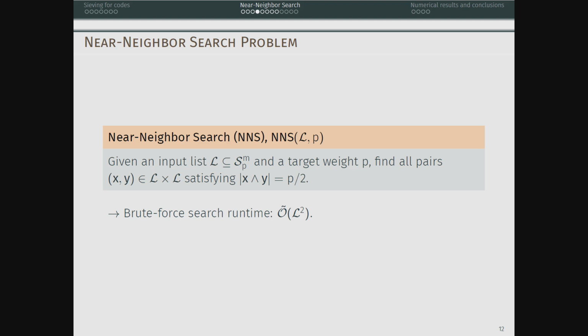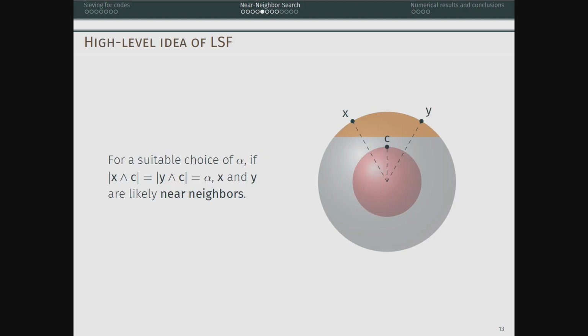And what we know about this problem is that brute force search would run in time that is the square of the list size. Here the notation should be on the list size. And the question now is, can we improve this? Can we do any better than brute force search?